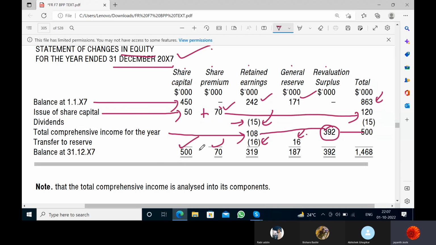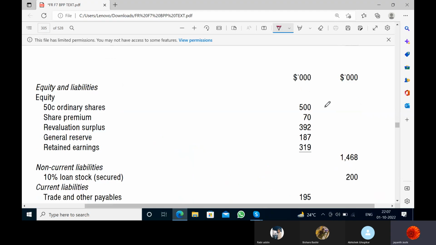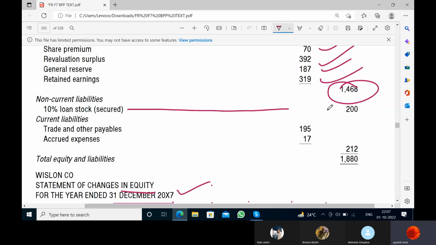Okay. And then you have these totals: 570, 319, 187, 392, and all these figures you should take directly and write in the equity section. Sorry, balance sheet. So 570, 392, 187, 319. Okay, total 1468, which we have already found out. Loan stock is given to you in the question itself in the trial balance. If you scroll up, you'll see 200. Trade payable is given, and this is accrued expenses.